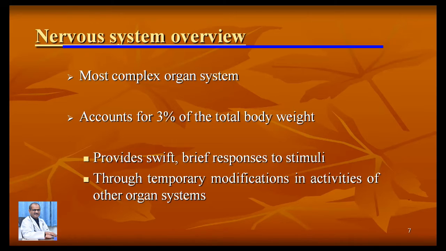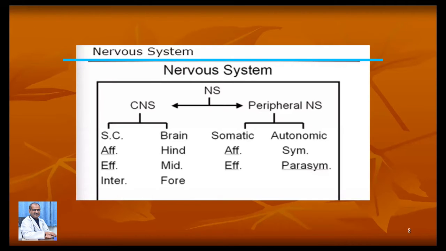It provides swift, brief responses to stimuli through temporary modification in the activity of other organ systems. So the central nervous system and the autonomic nervous system, the entire system, take care of the overall functions of the body. As usual, the nervous system is divided into the central nervous system and the peripheral nervous system. The central nervous system consists of two parts: the spinal cord and the brain. Once again, afferent means sensory nerves, efferent means motor nerves, and there are internuncial nerves. The spinal cord contains sensory, motor and intermediate nerves, whereas the brain contains the hindbrain, midbrain and forebrain.